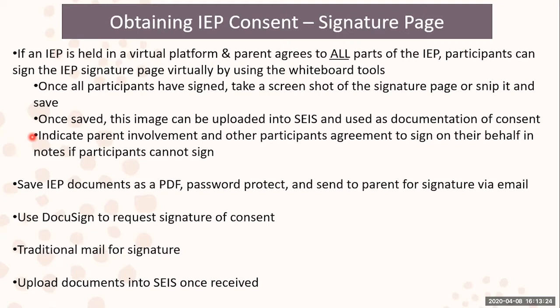Or if you can't do that, then again, you save your IEP documents as a PDF. You could password protect it, and then send it out to the parent for signature as well as all the other participants. Or DocuSign is wonderful if your district has that, just because they can send it out to everybody and get consent. And then, of course, traditional mail for signature. And once you get everything, you'll just scan and upload it into SAFE.